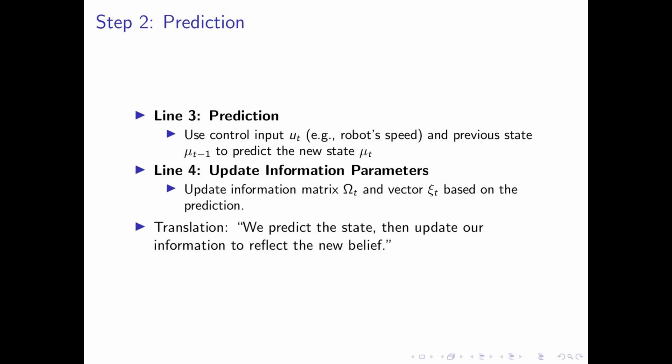Step 2, prediction. Now that we have the state, we can predict the next state using the nonlinear function g. Line 3, use the control input, like a robot's speed, and the previous state to predict the new state. Line 4, update the information matrix and information vector based on the prediction. Now that we've predicted the state, let's update our info parameters to reflect this new belief.